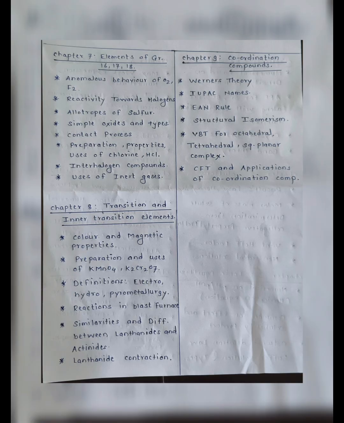Next topic is from inorganic chemistry, that is elements of group 16, 17, 18. So the anomalous behavior of oxygen and fluorine is an important point. Reactivity towards halogen of group 16, 17, 18. Similarly, allotropes of sulfur, that is alpha sulfur, rhombic sulfur and monoclinic sulfur.